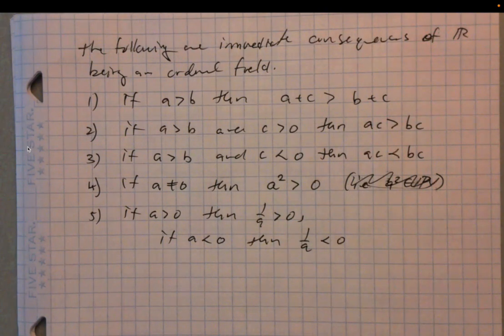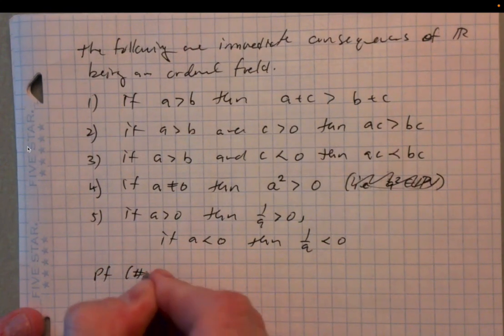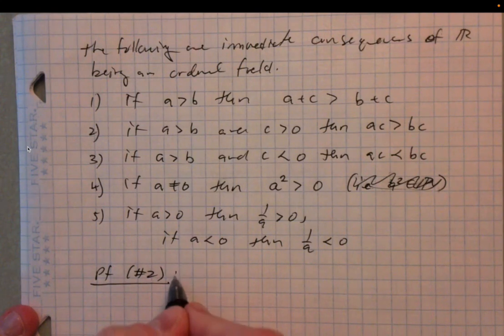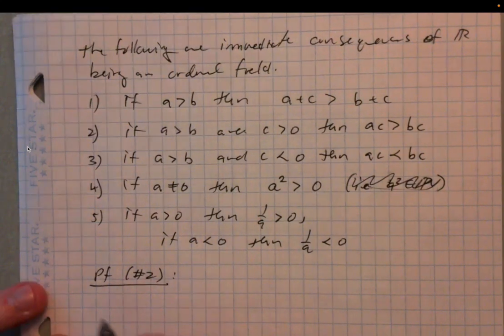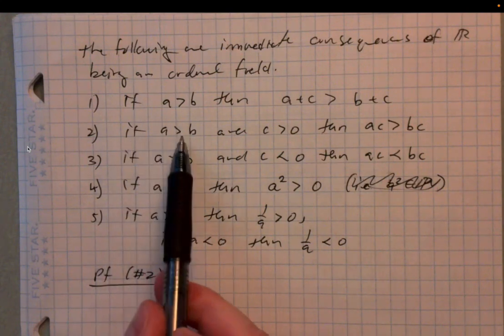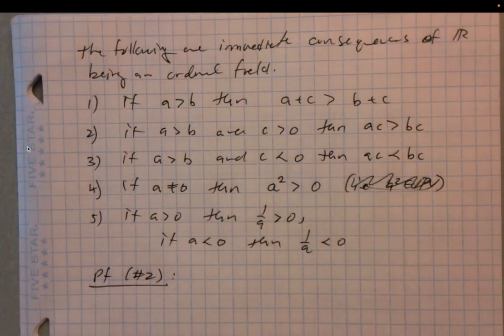Now, we're not going to prove all of these, but we will prove one of them. We'll prove number 2. The goal here is really just to help illustrate the method of proof, and the fact that we can derive all of this based on the simple assumptions of an ordered field. Okay, so let's prove this. We're trying to show that if A is greater than B and C is greater than 0, then AC is greater than BC. How can we prove that? Well, let's take a look here.